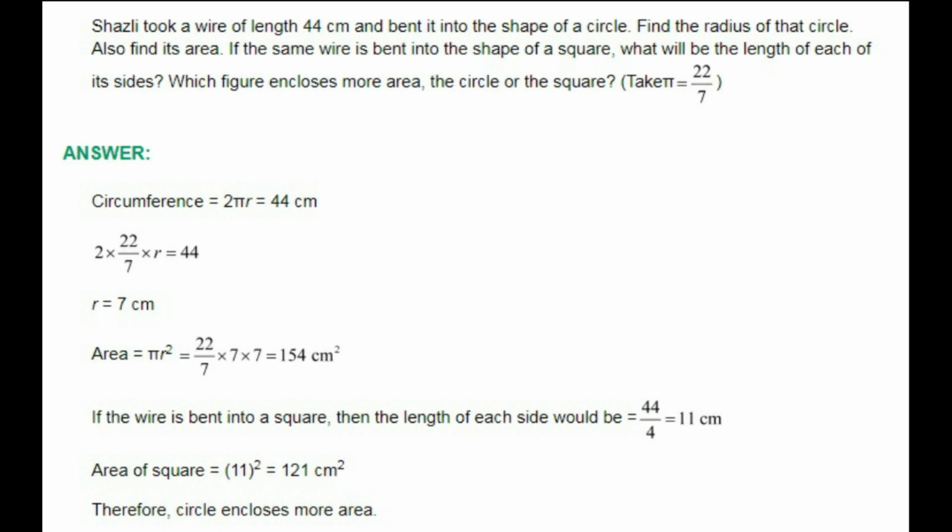So we know the area of the circle is 154 centimeter square, and the area of the square is 121 centimeter square. The last question is which figure encloses more area. From this we can easily find out the circle encloses more area.